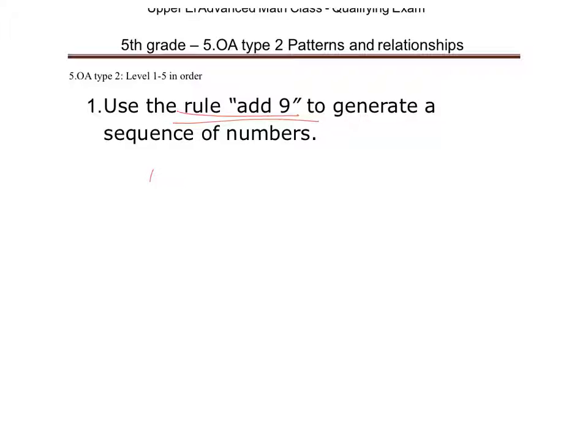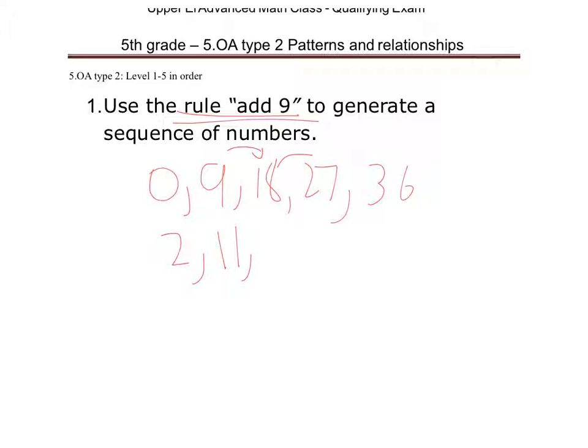And so you could start with 0 and then plus 9. So you do 9 and then plus another 9, 18, plus another 9, 27, 36. But you need not start with 9. You could start with 2. 2 plus 9 is 11, plus 9 is 20, plus 9 is 29, plus 9 is 38, and so on.